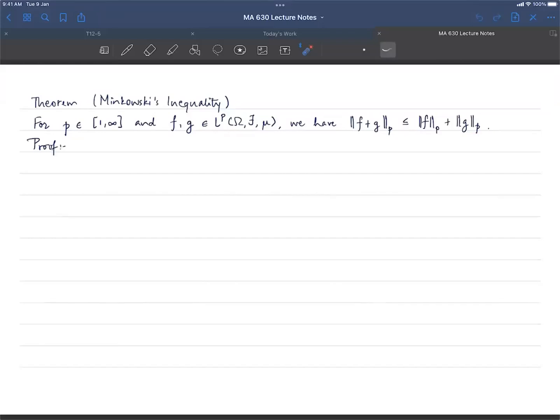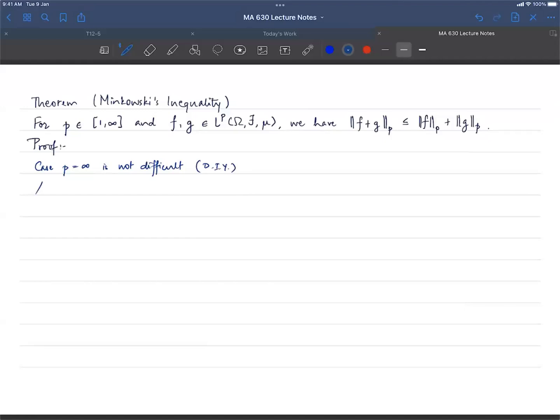Okay. Now, of course, remember that since f and g belong to L^p, f plus g belongs to L^p, because we have already shown that L^p is a vector space. So if f and g belong to L^p, then f plus g will belong to L^p. So let's see how you prove this. Okay, so the proof, the case p equals infinity is not difficult. I'll leave it to you to fill in the details yourself. So I'll leave this as a DIY, do it yourself, okay?